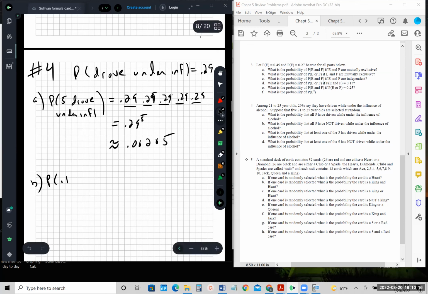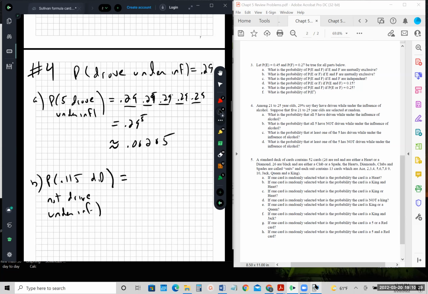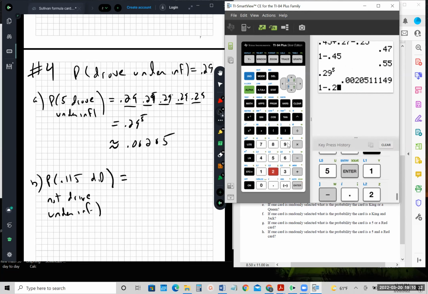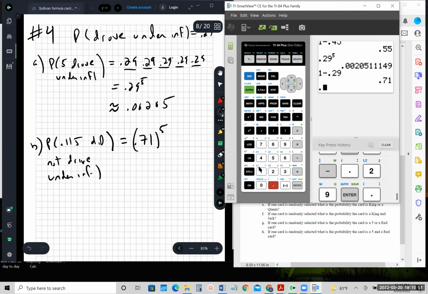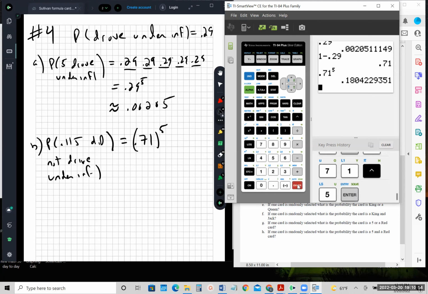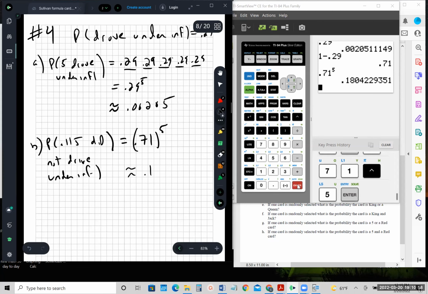And then part B, what is the probability all 5 have not driven under the influence? So probability all 5 did not drive under influence. And that would basically be the opposite of 0.29. So if you go through and you do 1 minus 0.29, you get 0.71. So this will be 0.71 to the 5th, because the probability they drove under the influence is 0.29. So the probability they didn't drive under the influence would be 0.71, or 1 minus 0.29. So what we would do there is 0.71 raised to the 5th, and I would get 0.1804 and so on. Okay, that would be B.